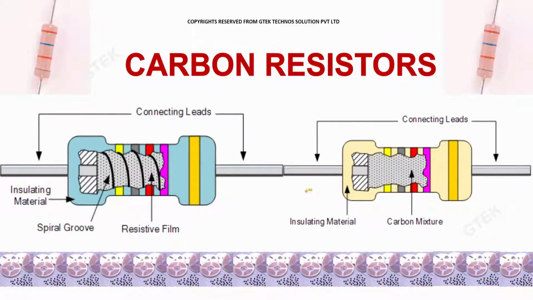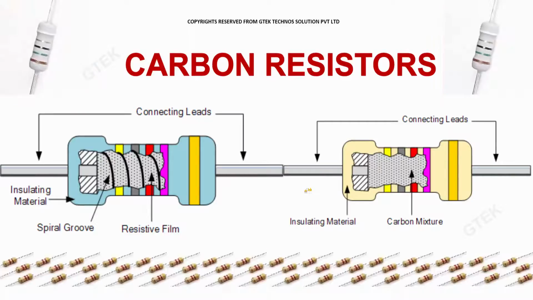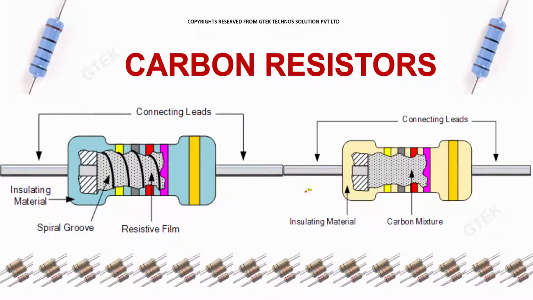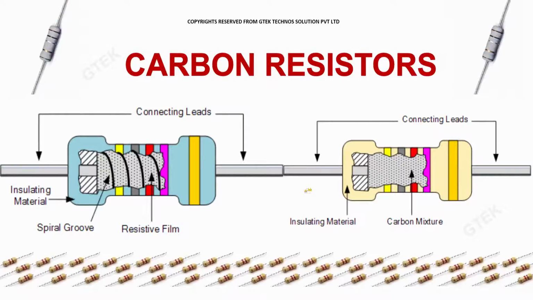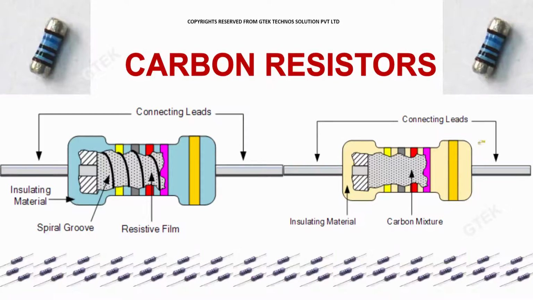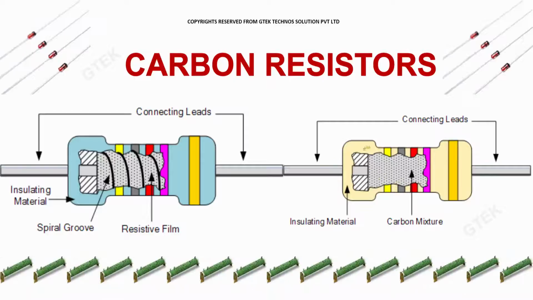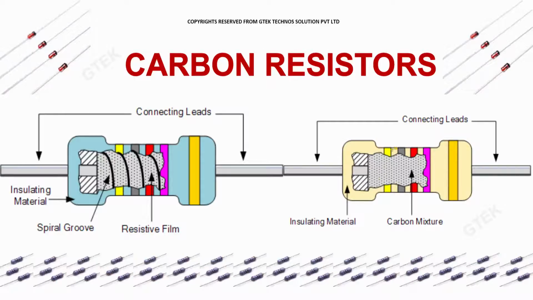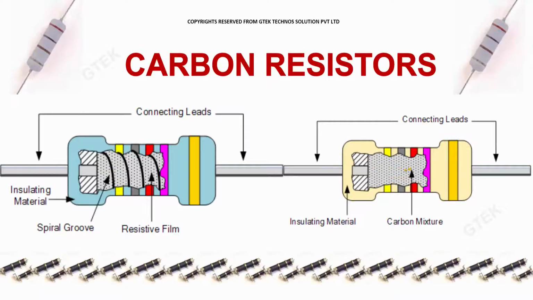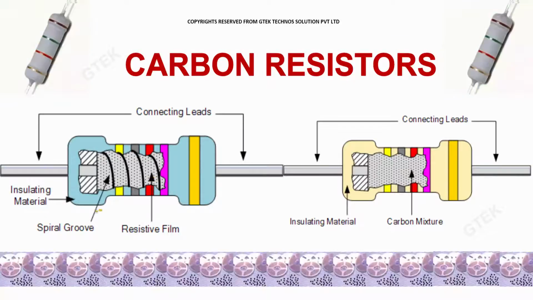This is one of the interesting areas, carbon resistors. As you know, resistance is nothing but restricting the conduction of current, that's a resistor. You are able to see this is the resistor and these are the connecting leads. Inside, there is insulating material covered, and there will be a carbon mixture inside. So this is nothing but your resistive film, and there will be a spiral groove on top of it.